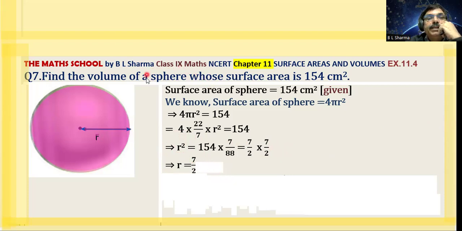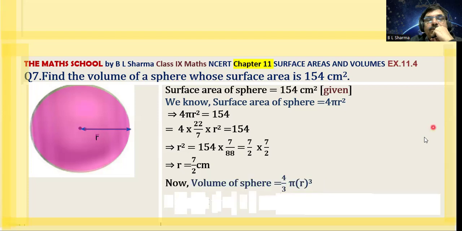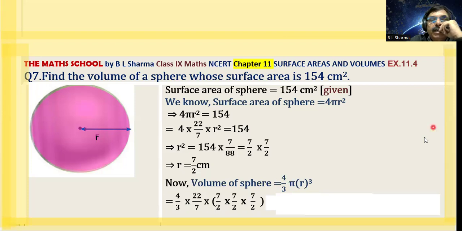Now volume of sphere is given by 4 upon 3 pi r cube, and we have the radius here, that is 7 by 2 centimeter. Put in the formula. Volume of sphere is 4 upon 3 pi r cube. 4 upon 3 as it is. In place of pi, put 22 upon 7. In place of radius, put 7 by 2 into 7 by 2 into 7 by 2. Now it is your task to multiply or simplify and get the answer.